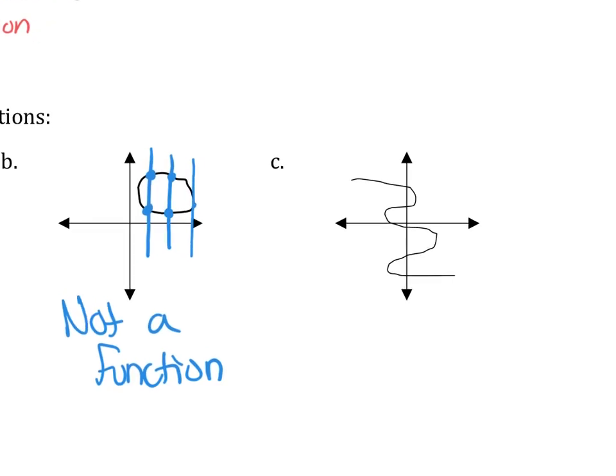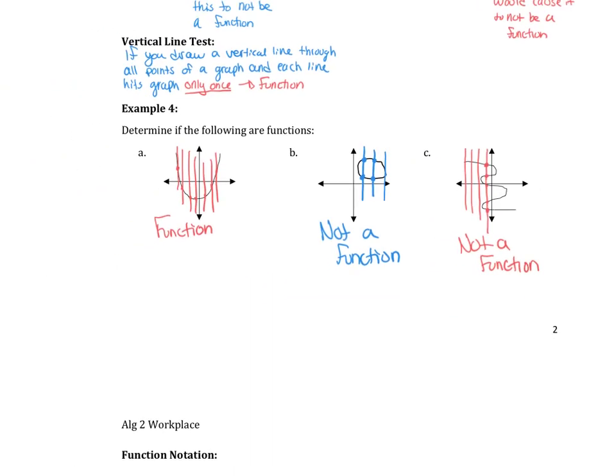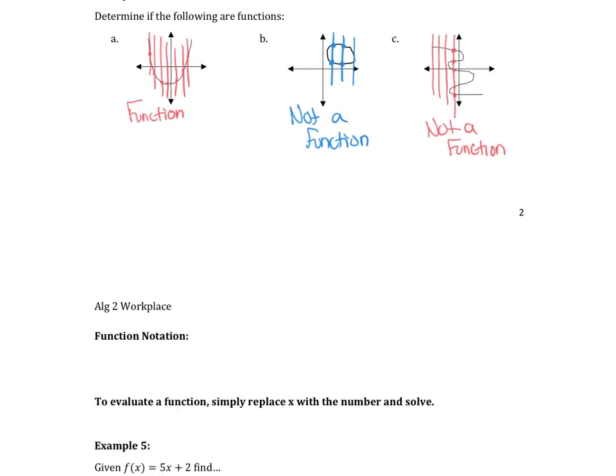So letter C, if we start drawing vertical lines, it looks good right off the bat. We're only hitting it once, but then once we get here, oh no, we're hitting the graph 1, 2, 3, 4, 5 times. So this one would not be a function. Okay, so again, there's two ways to determine if it's a function, looking at the ordered pairs and looking at if the x values repeat, and then looking at a graph and doing the vertical line test.